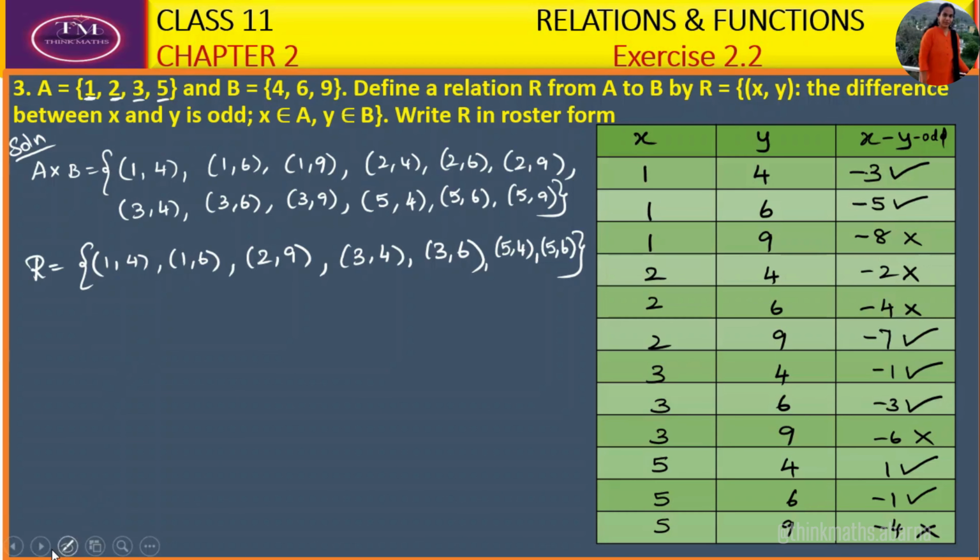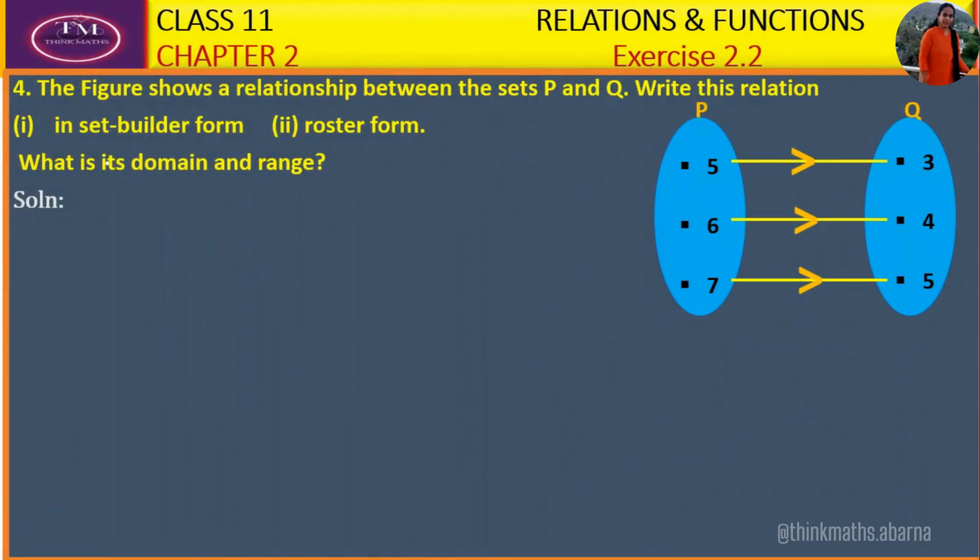So let us move on to the next problem. Fourth one. The figure shows a relationship between the sets P and Q. Write this relation in set builder form and roster form. Here there is a set P with the elements 5, 6, 7, and another set Q with the elements 3, 4, 5. Now if you check, 5 is paired with 3, 6 is paired with 4, 7 is paired with 5.